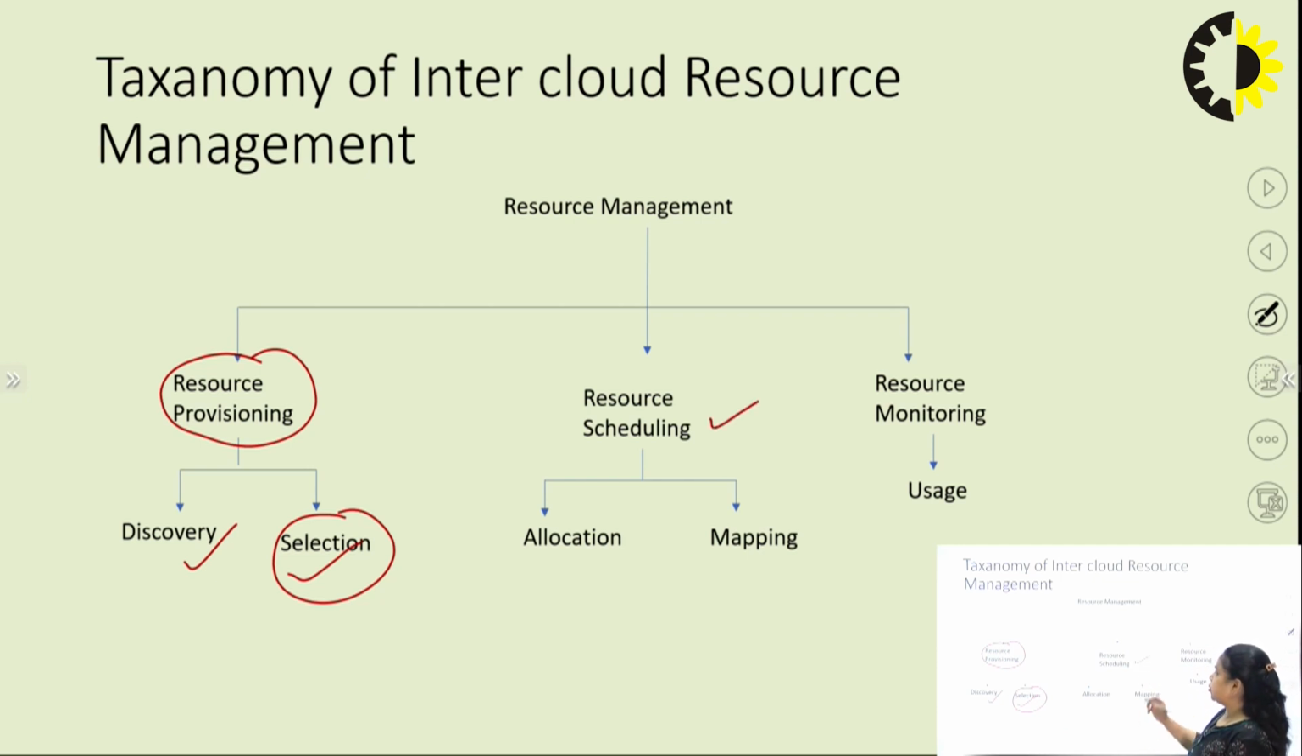Then we can talk about the second management, that is resource scheduling. Resource scheduling means the resources we are providing may also be available or provided to other customers. In that case, we have to do resource scheduling so that there is no tie-up between the two customers and no clashes are generated. In that, we talk about allocation and mapping, and how all those resources are provided. And the last term is resource monitoring.